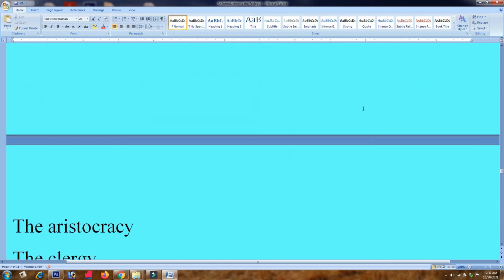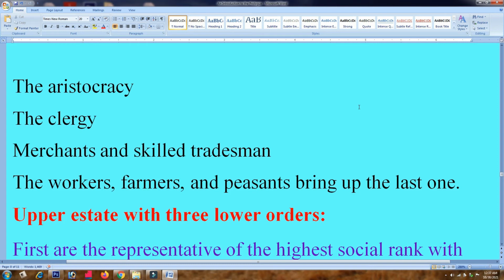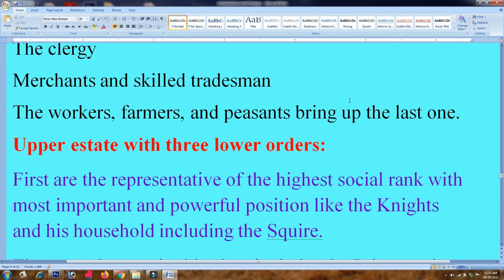The three estates: the aristocracy, the clergy, the merchants and skilled tradesmen, and the workers, farmers and peasants. Upper estate with three lower orders.